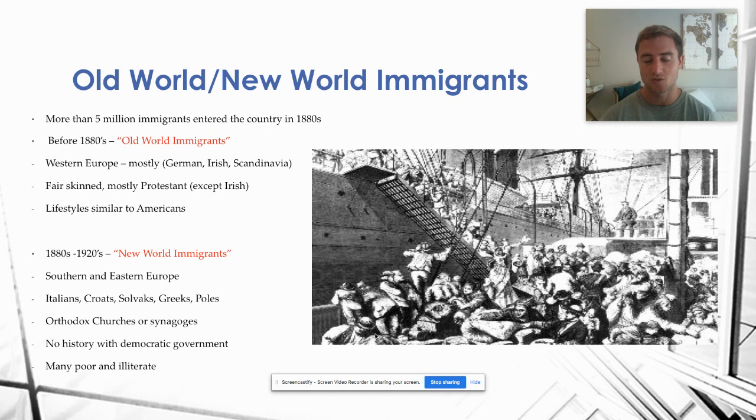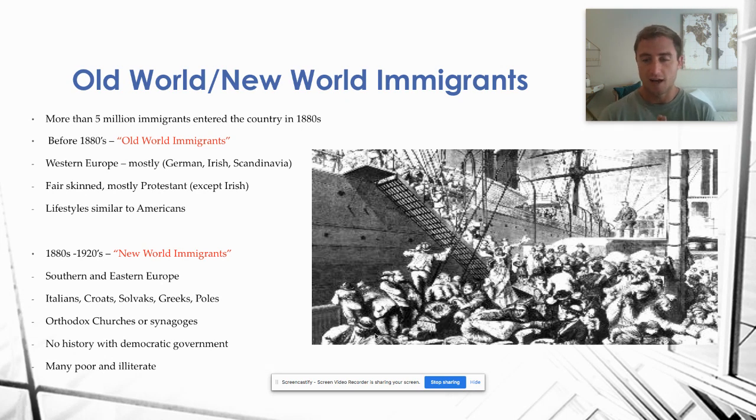1880s to 1920s, very, very different culturally people. We have Italians, Croats, Greeks, Poles. They are practicing very different religions, very different lifestyles. They have no history with the democratic government. Many of them are very, very poor and illiterate. Some are coming to escape religious persecution in their own countries. For instance, Russia was persecuting against the Poles, the Jewish Poles, I should say.